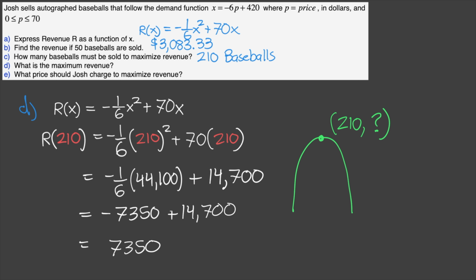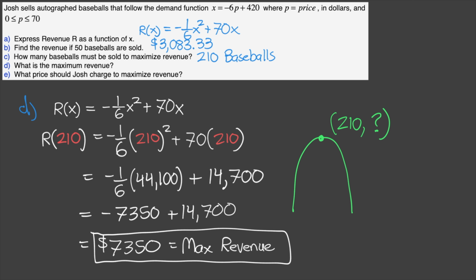So that is our max revenue. I'll write here max revenue, and that's in dollars. Now we know our max revenue, so I'm going to put that number right here. Our max revenue was $7,350. That answers part D. We're going to move on now to part E.